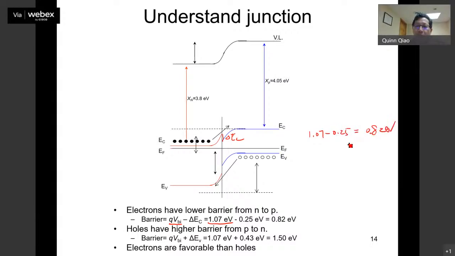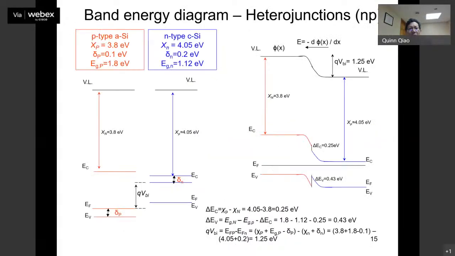eV for electrons. And then for holes, you have 1.07 plus 0.43, which gives 1.5 eV. The hole barrier becomes bigger, and the electron barrier becomes shorter. So the offset at the conduction band EC reduces the barrier for electrons but increases the barrier for holes. That's what you see. You can also see the electrons are more favorable than holes to pass through the junction. So that's about that.